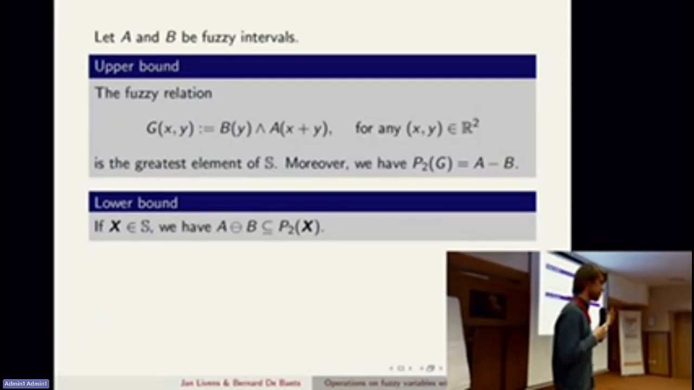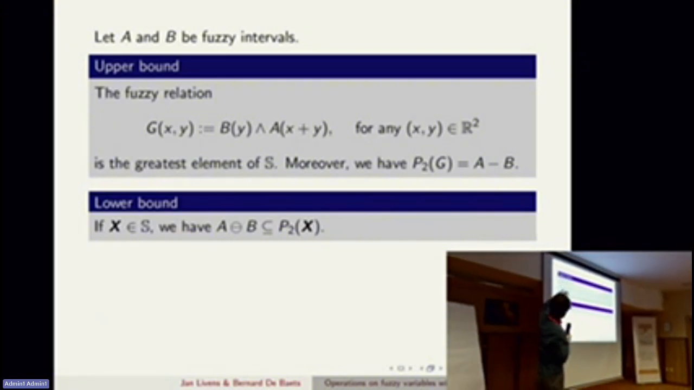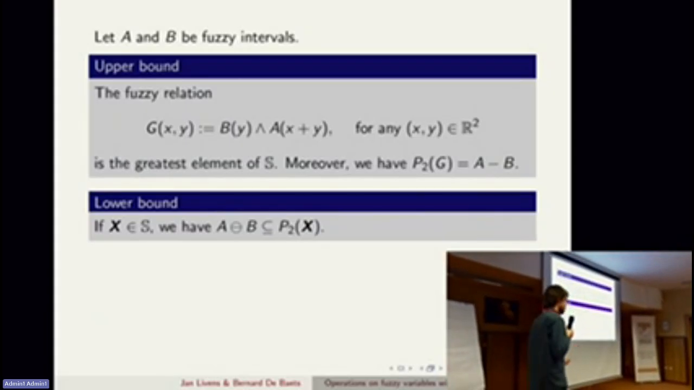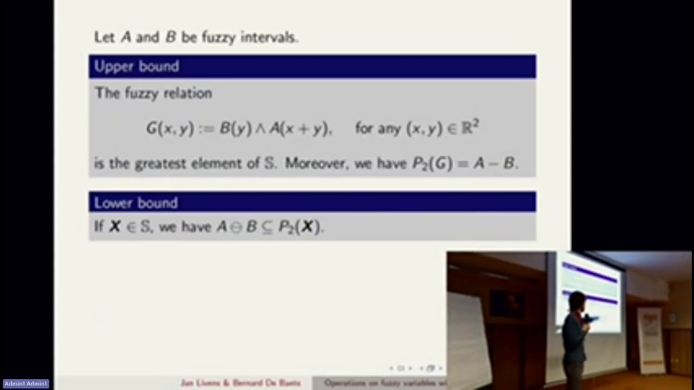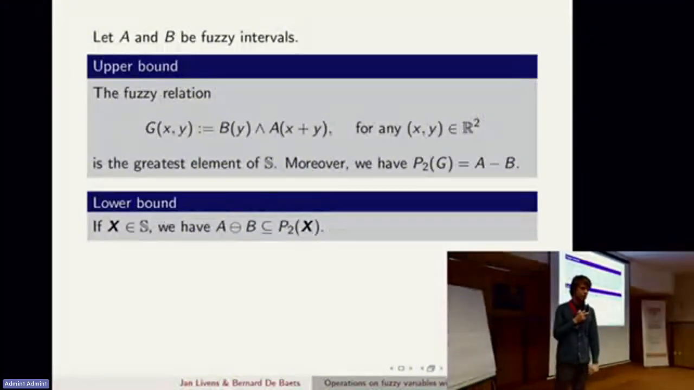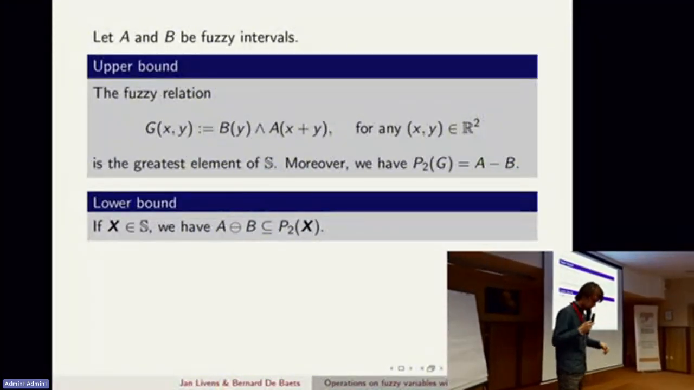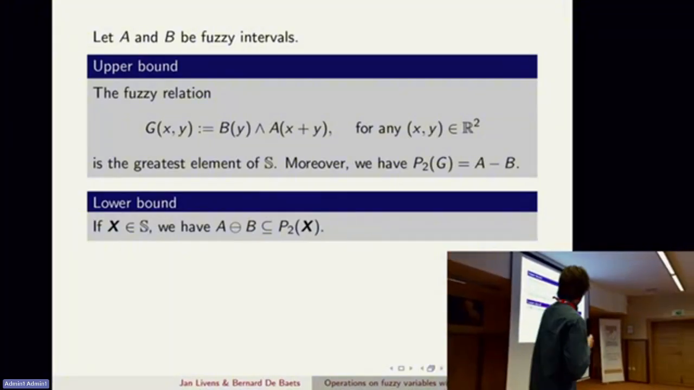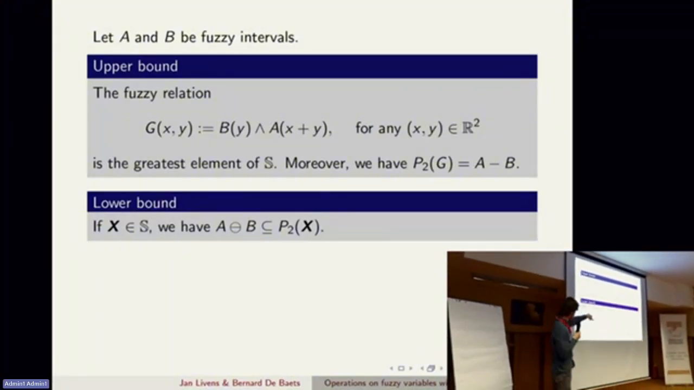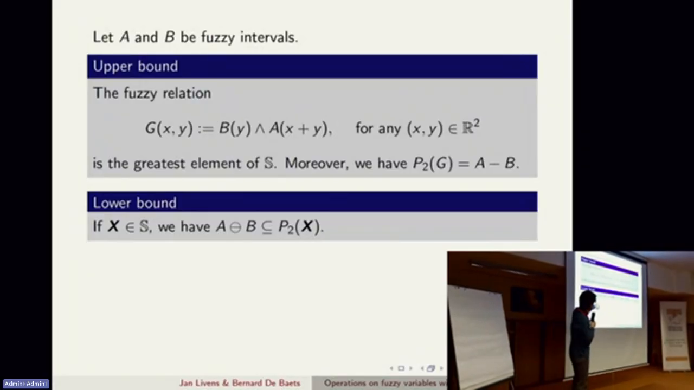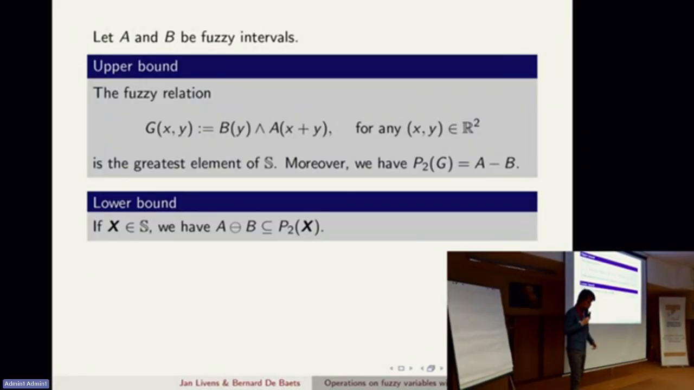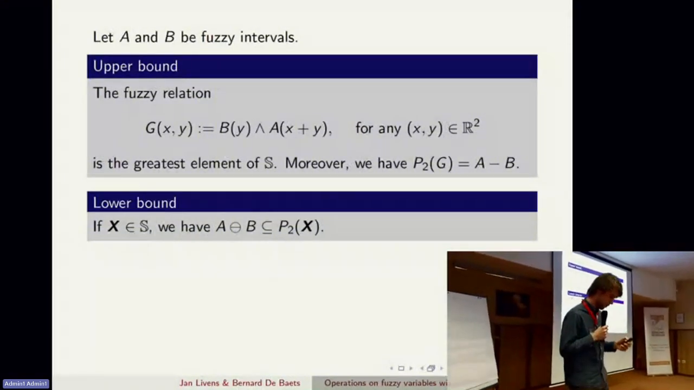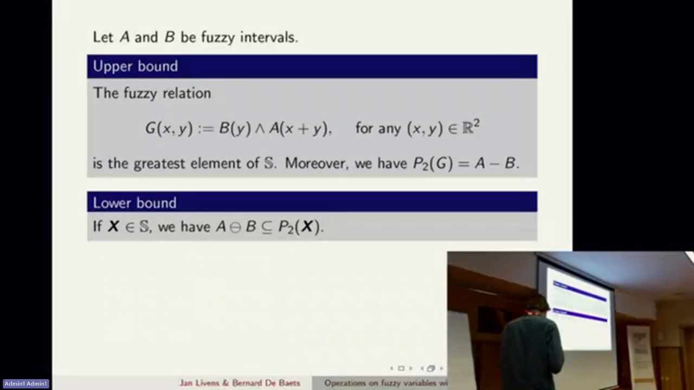About this system, there are a couple of interesting theorems. First of all, we can bound this set of solutions with an explicit upper bound, which is given by that formula, for every element of our solution set, and the second projection of this set will equal A minus B. We also have a lower bound given in a slightly different form, namely here the generalized Hukuhara difference will be smaller than the second projection of every element in our solution set. So these two bounds are already quite interesting.